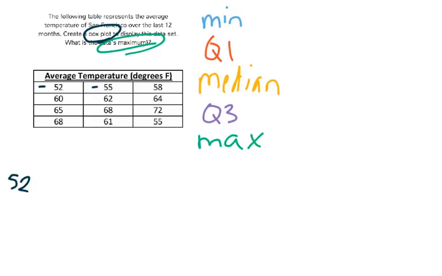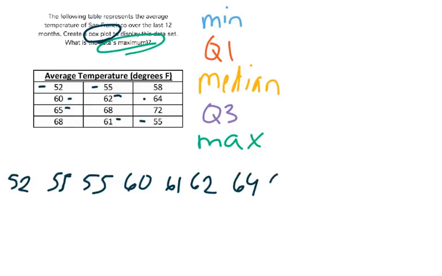Next lowest value is 55. Another 55. Then it looks like 60, 61. Then 62, 64, 65. Oops, it looks like we actually left out 58. Let's go back here. Let us go back a little bit, rewind.